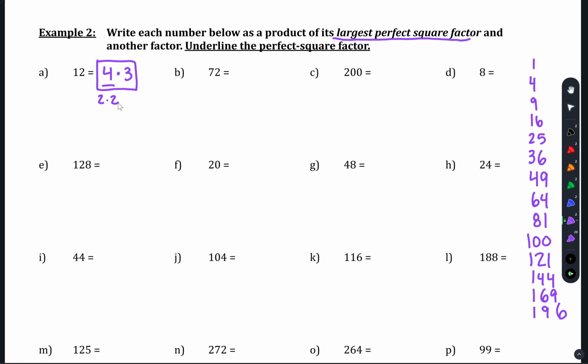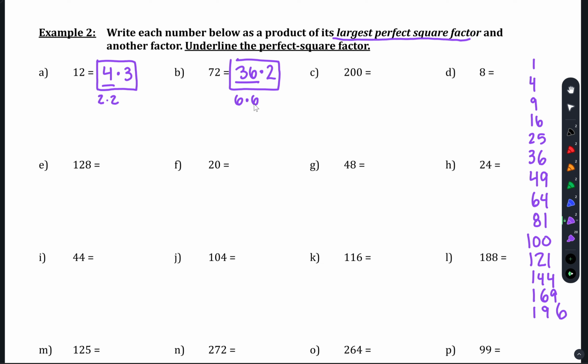You probably want a calculator out right now so you can put these into your calculators. 72 divided by 36 is what? 2. I'm going to underline the one that's a perfect square. That's my answer right here. And then 36, let's go one step further, is what times what? Good.